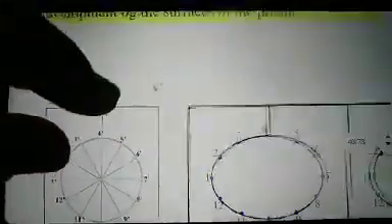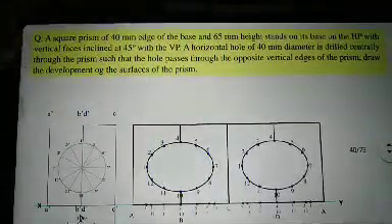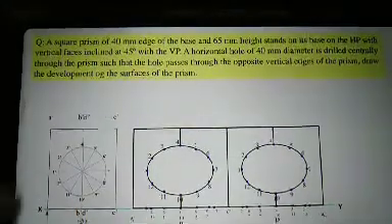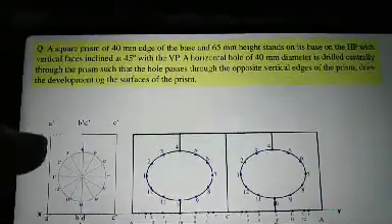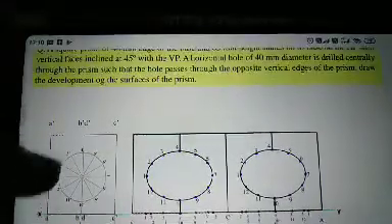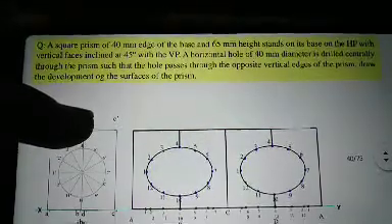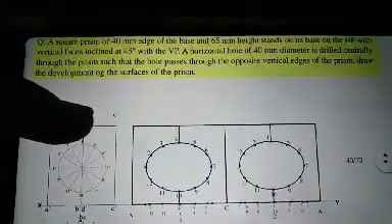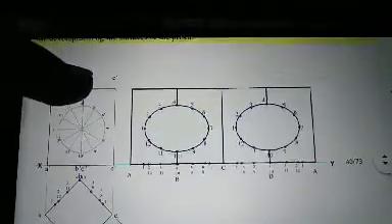Again, another condition for solving the problem is that the prism has a height of 65. That is, the height of this prism is 65, which is given. Again, it stands on its base on HP with vertical faces equally inclined at 45 degrees to VP.